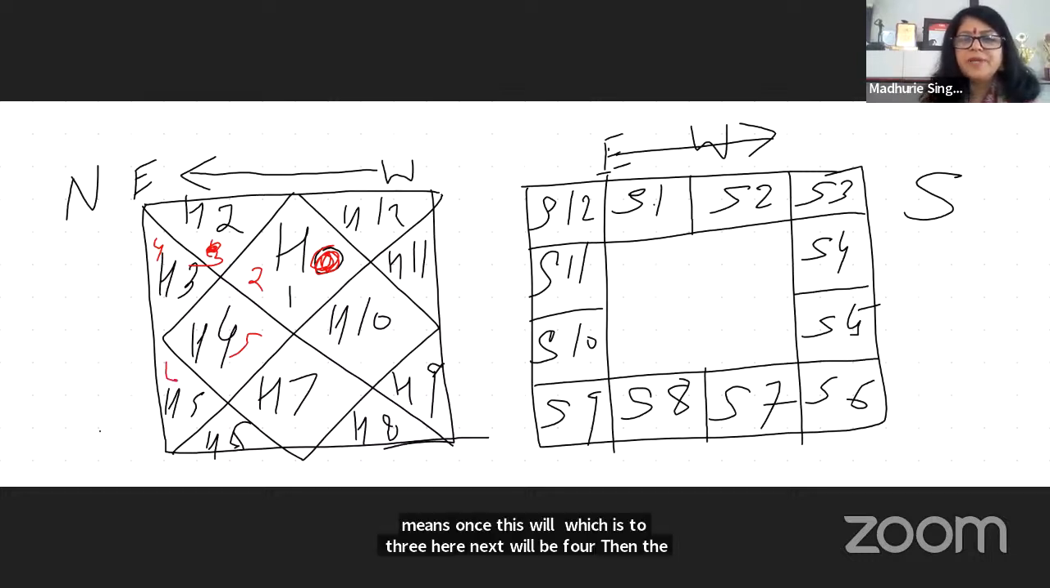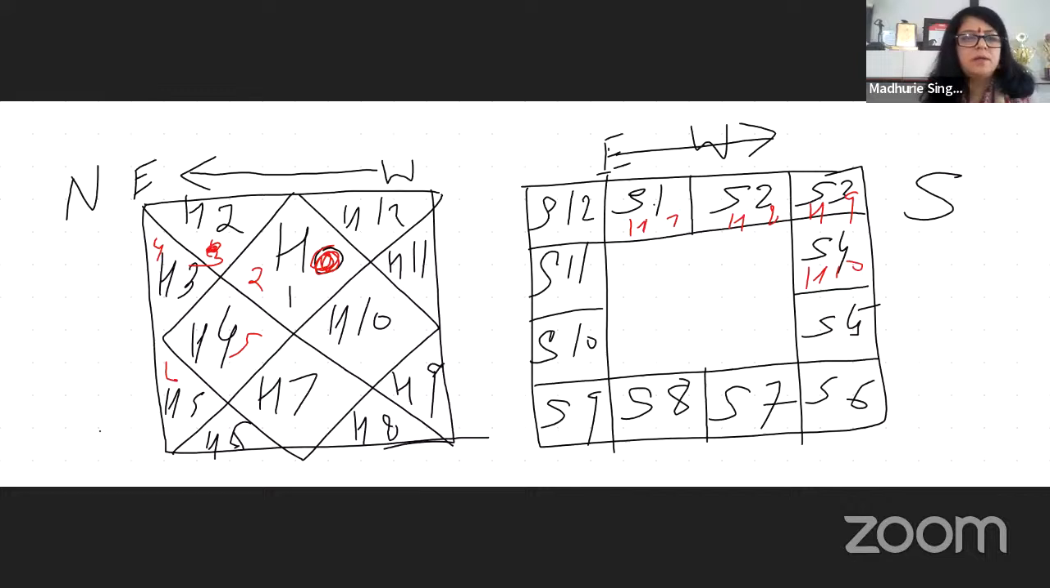Whereas here, let's say this is house 7, then this is house 8, house 9, house 10, and so on. So there are 12 houses. Okay, so there is no difference in south and north. Both will have 12 houses, house 1 to house 12. And then there will be 9 planets.